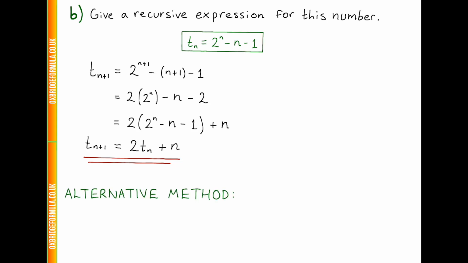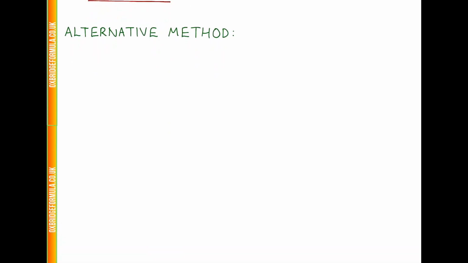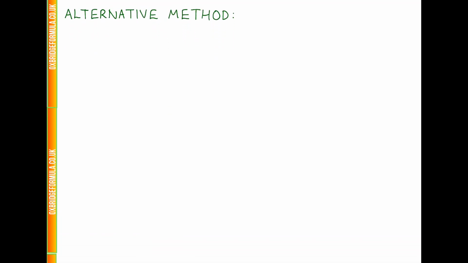Let's consider an alternative method. This one can be used in the first part to find your answer without going through all the difficult sums. Let's think about our tree with n levels. How can we construct a tree with n plus 1 levels? If we took 2 copies of this tree and put them side by side, and then added an extra node to the top, this would make an n plus 1 tree.